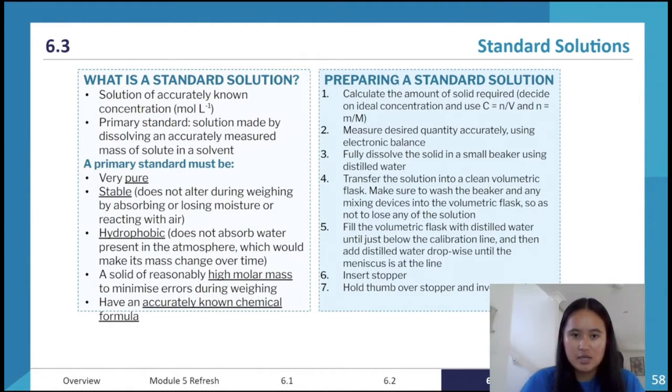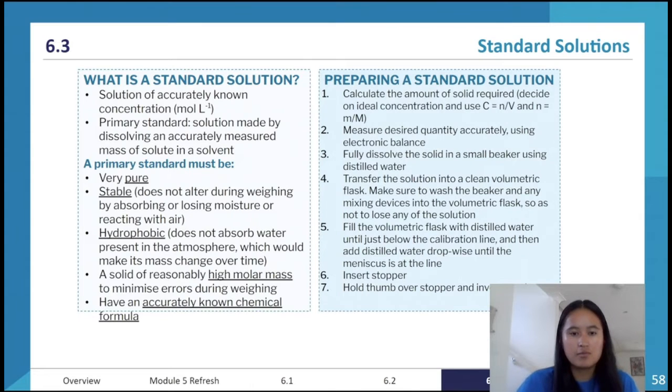And a primary standard is what we do when we make a standard solution. It's when you have to actually dissolve a substance by measuring the mass and all that stuff. The criteria for a good primary standard solution is it has to be stable and pure, and it can't absorb water. It has to be non-hygroscopic, because if it absorbs water, that'll change the mass over time, and that will lead to incorrect calculations of the concentration.